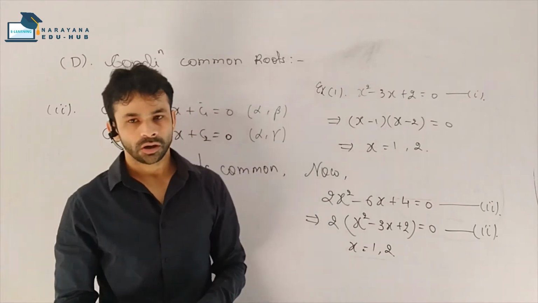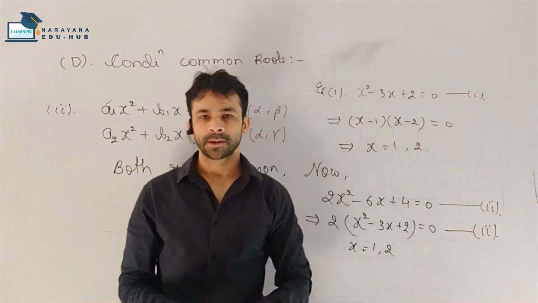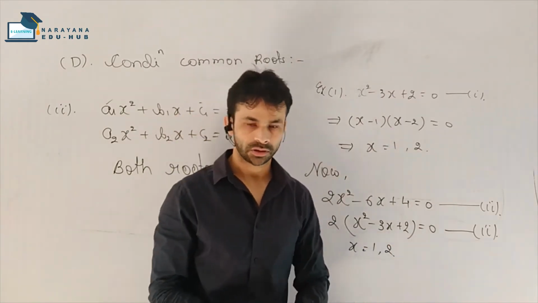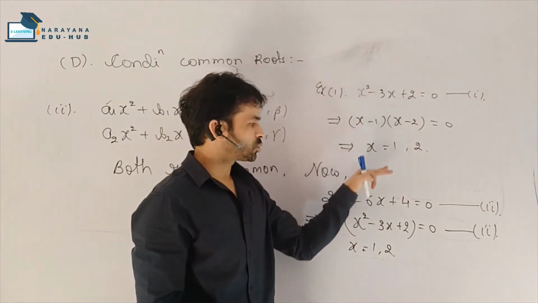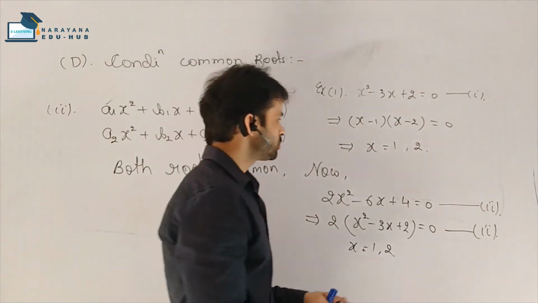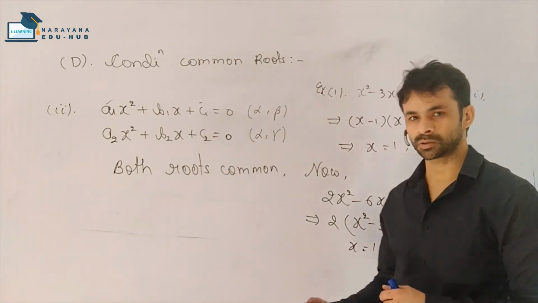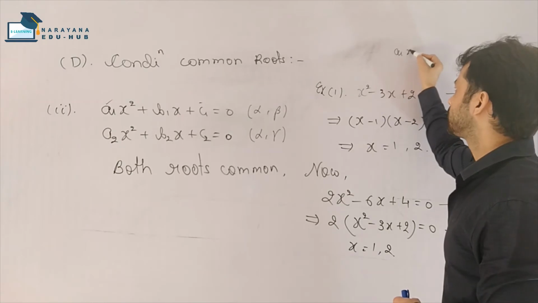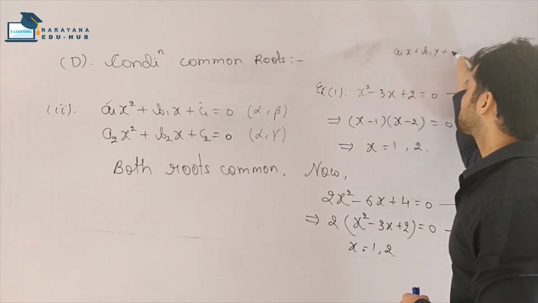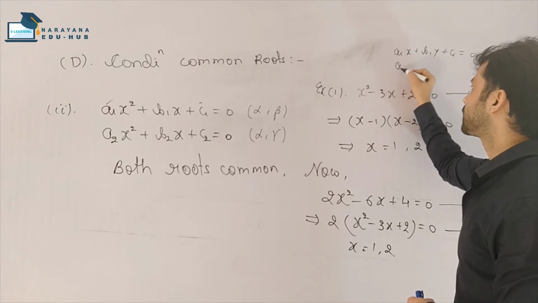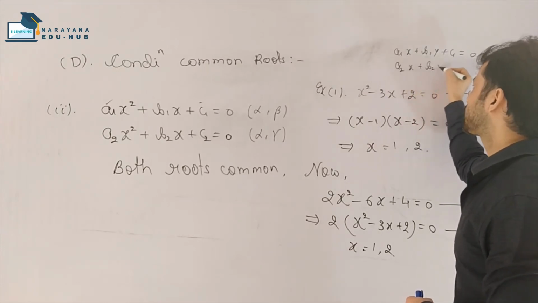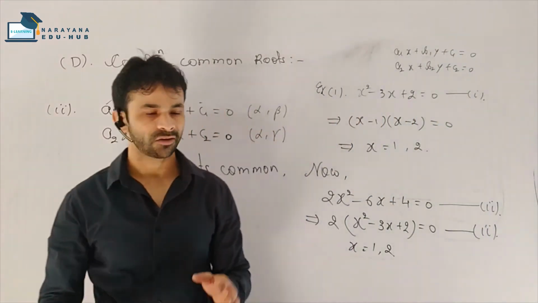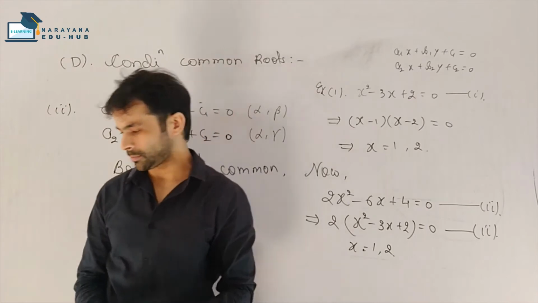So you can understand this is nothing new. You have the same equation, an identical equation. If the two equations are identical, then you must be knowing, let's say you have two linear identical equations, a1x plus b1y plus c1 equal to 0 and a2x plus b2y plus c2 equal to 0. This is a very important point. You have to remember, you have to use it throughout the maths.